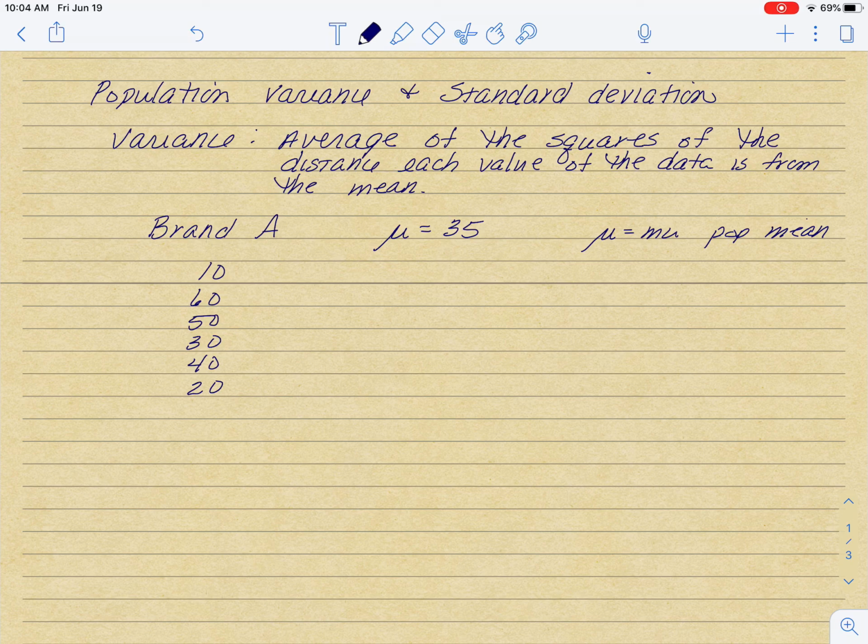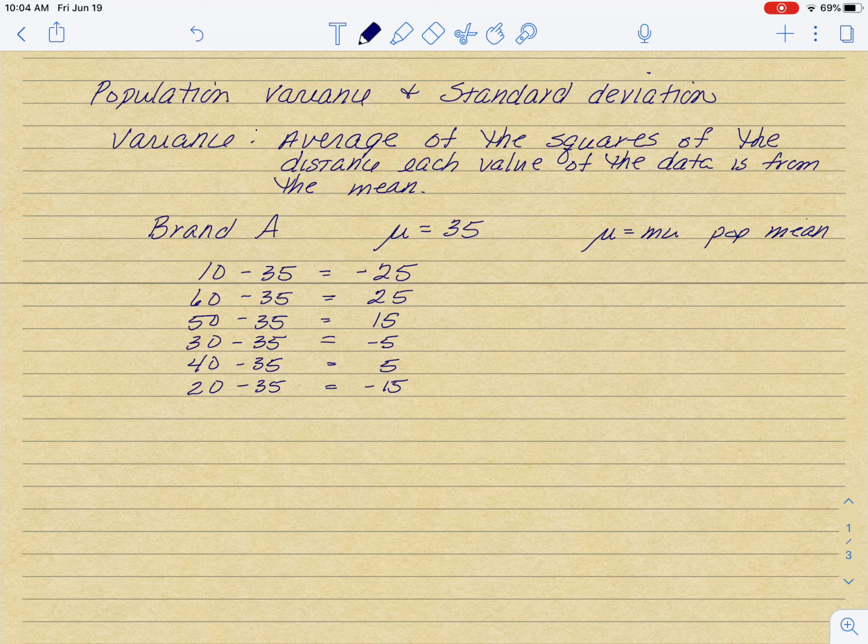All right. So if I found the difference between that and the mean, so I subtract the mean off of each one of these. This is not variance. I'm not doing variance. I'm just showing you something right now. So let's look at this difference here. This is negative 25, this is 25, this is 15, this is negative 5, this is positive 5, and this is negative 15.